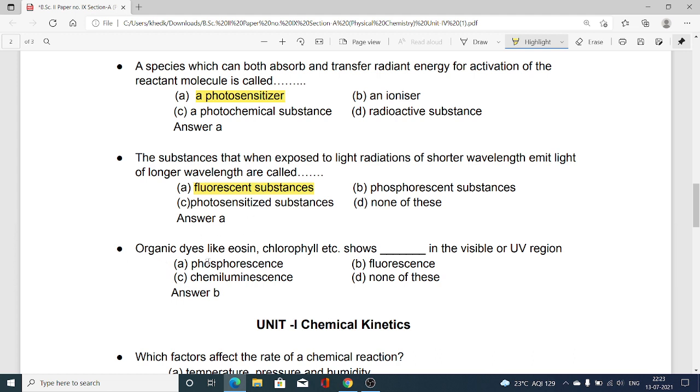Next MCQ. Organic dyes like eosin, chlorophyll, etc. show dash dash in the visible or UV region. Option A, phosphorescence. Option B, fluorescence. Option C, chemiluminescence. Option D, none of these. Option B is correct here. Why is it so? Because the eosin or the chlorophylls show the fluorescence in presence of the visible or UV region of the light radiations.